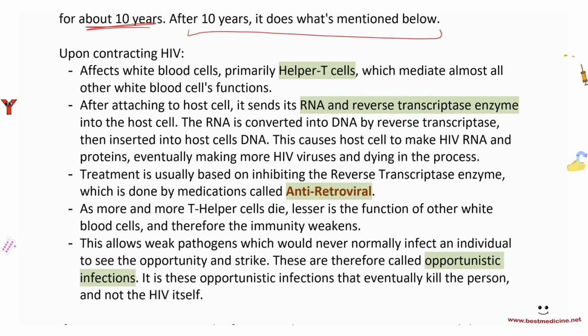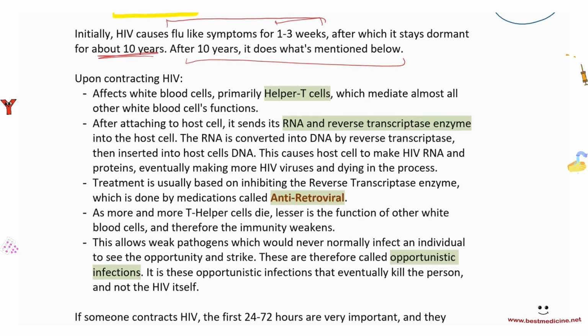Okay, so here's a summary of what happens. Upon contracting HIV, it's going to affect the white blood cells, especially the T helper cells, which mediate almost all the other white blood cells' functions. After attaching to the host cell, it sends its RNA and reverse transcriptase enzyme into the host cell. The RNA is converted into DNA by reverse transcriptase, and then that is inserted into the host cell's DNA. So when the host cell makes its proteins, it will also make HIV RNA and proteins, eventually making more HIV viruses. And it will also die in the process.